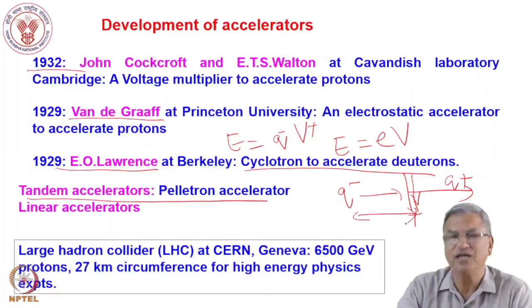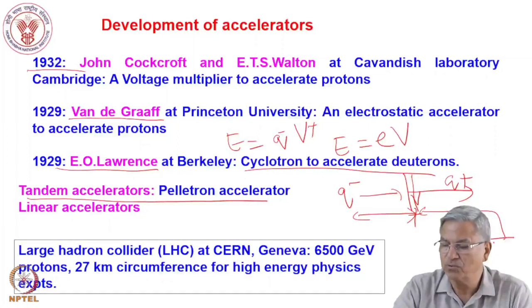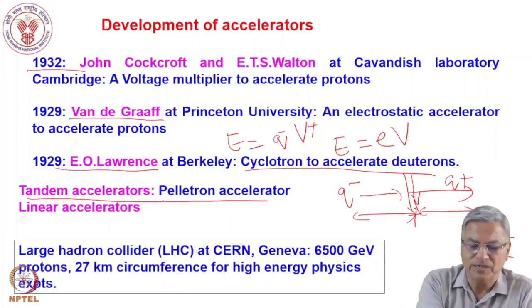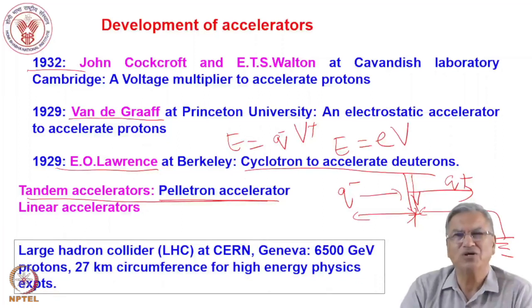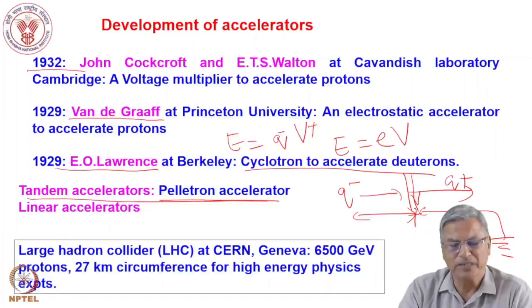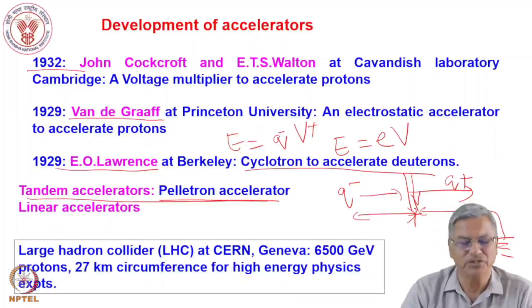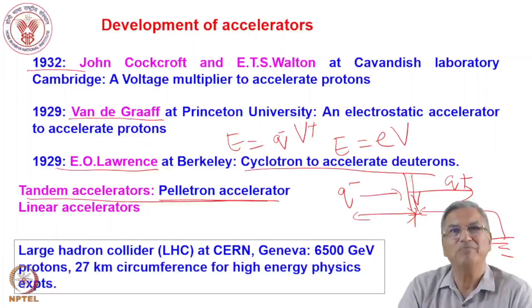One is from the negative ion to the positive potential, and then the positive potential will repel the positively charged ions to ground potential. So this is the two-stage acceleration called tandem accelerators, and one of the accelerators of this type is called the pelletron accelerator, since the charging is done by the pellet charging method. And since it is a two-stage acceleration, you can go to much higher energies than what you get from the electrostatic accelerators. So over the Van de Graaff, there is a big jump in energy when it came to tandem accelerators.